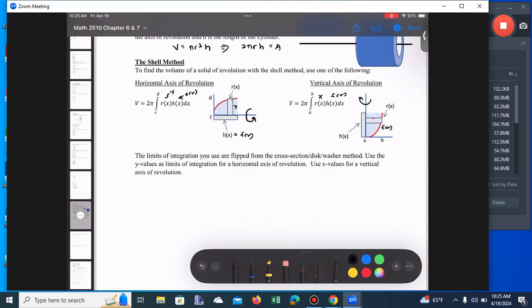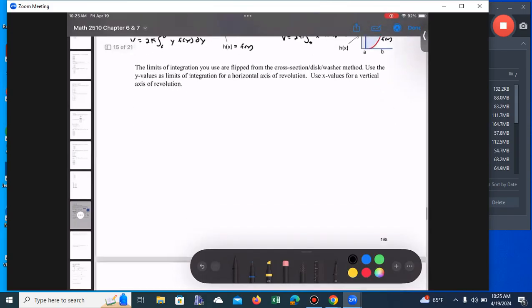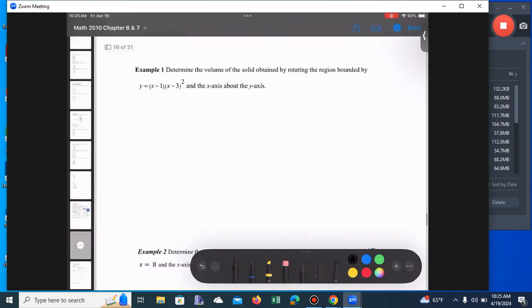And so we'll have, in general, for these, V equals 2 pi integral from a to b, where a to b is along the x-axis, of x f of x dx. And for the vertical, 2 pi integral from c to d of y f of y dy. All right, so let's go through some examples.